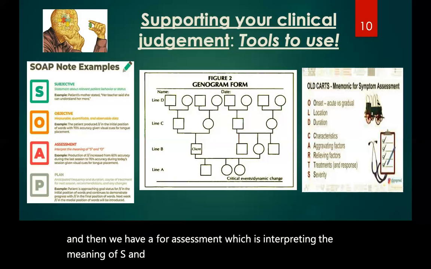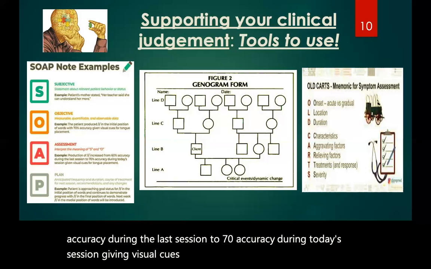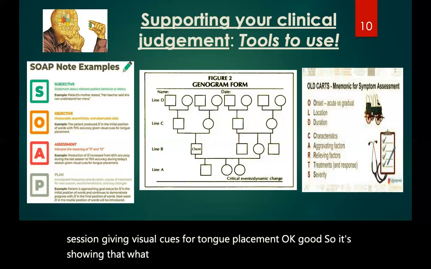So for example, production of N increased from 60% accuracy during the last session to 70% accuracy during today's session, giving visual cues for tongue placement. Okay, good. So it's showing that what you've put into place so far is actually helping the patient progress.